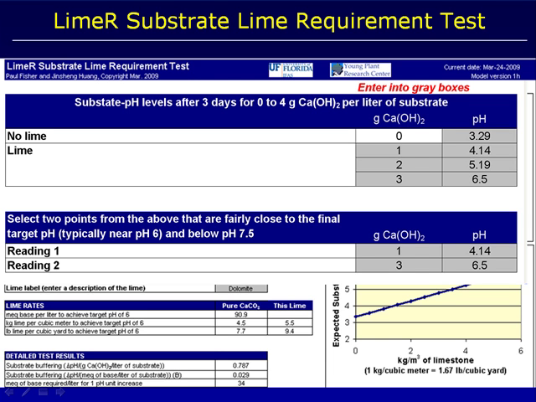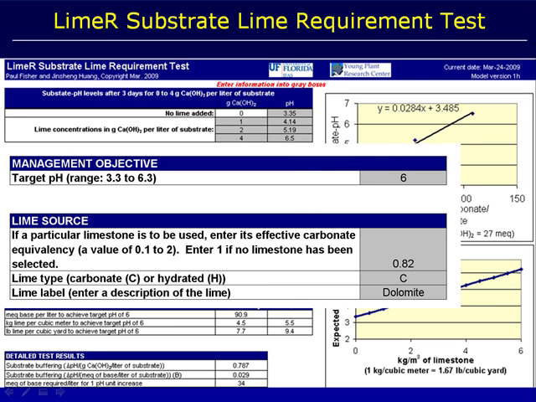We've measured the pH after 3 days, and we've chosen a couple of our data points that are in the range that we're interested in, close to our target pH. In this case, our target pH is 6, which is a typical level for a soilless growing medium. We enter some information about the limestone that we plan to use in our blended growing medium. In this case, we've got an effective calcium carbonate equivalency of 0.82, which is discussed in one of our other protocols, the type of lime being carbonate or hydrated source, and then a descriptor for that limestone.